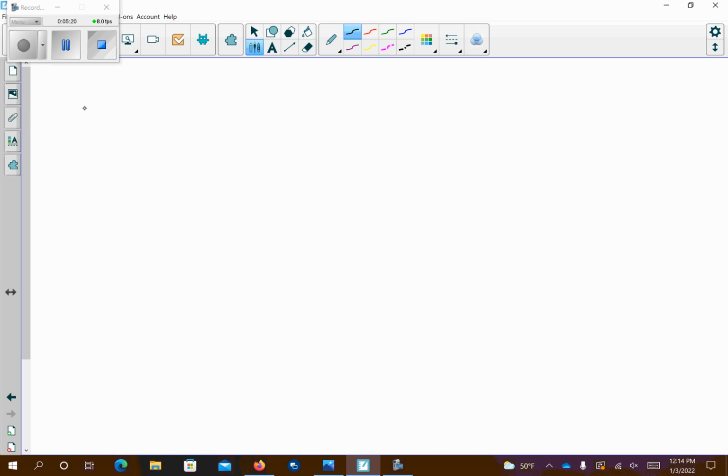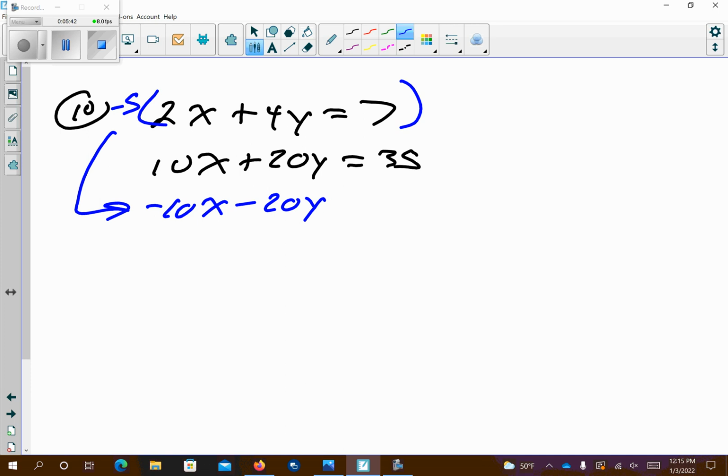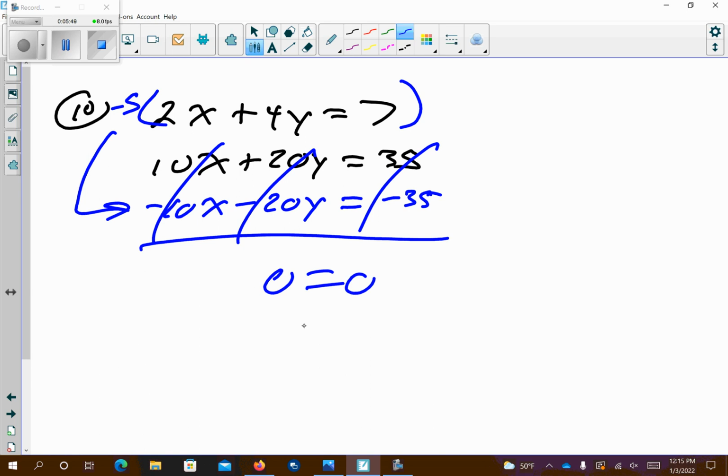Number 10. We want to determine how many solutions they have. So when they're set up this way, you're kind of forced to start solving it to see if things start breaking down, but you don't have to solve the whole thing. Perhaps I would multiply the whole top by negative 5 and bring it down below. What is that? Negative 35. So if I add those together, everything cancels, so 0 equals 0. So this has infinite solutions.